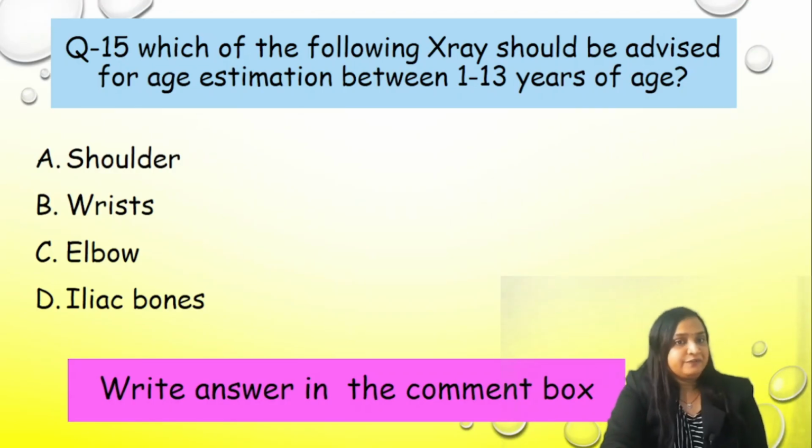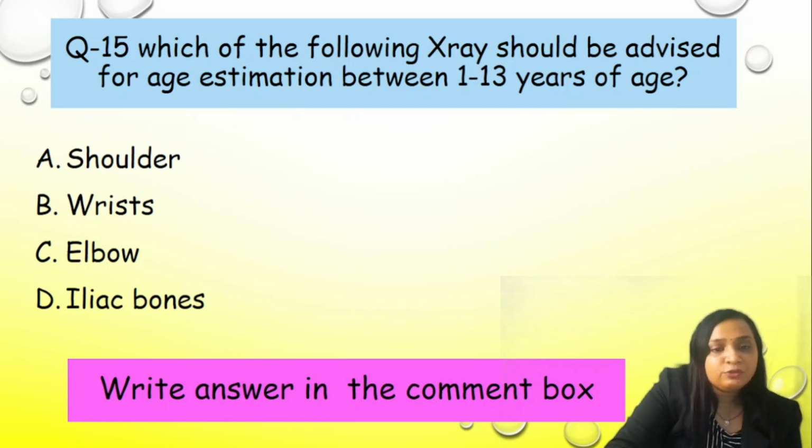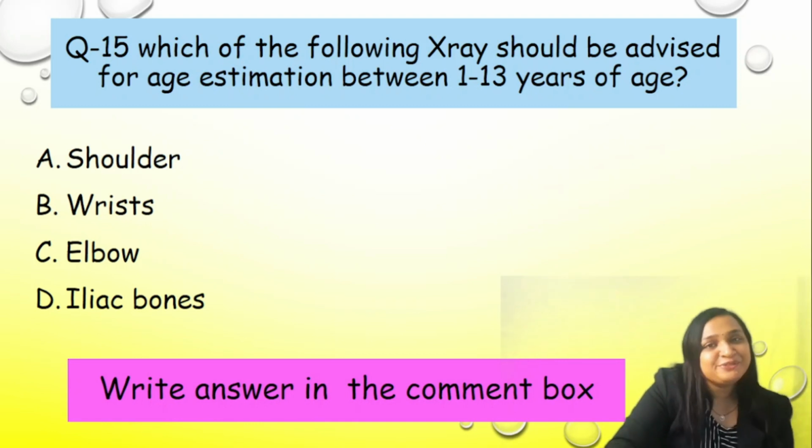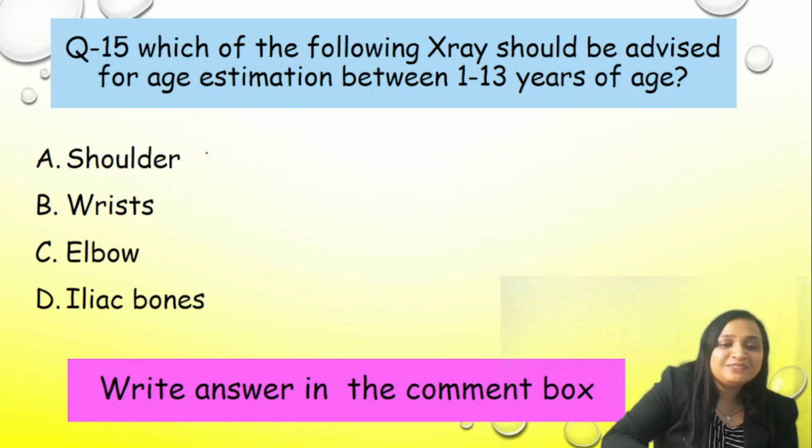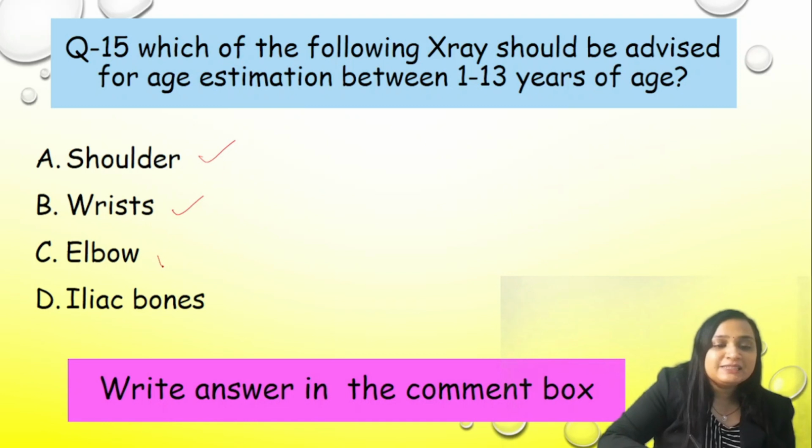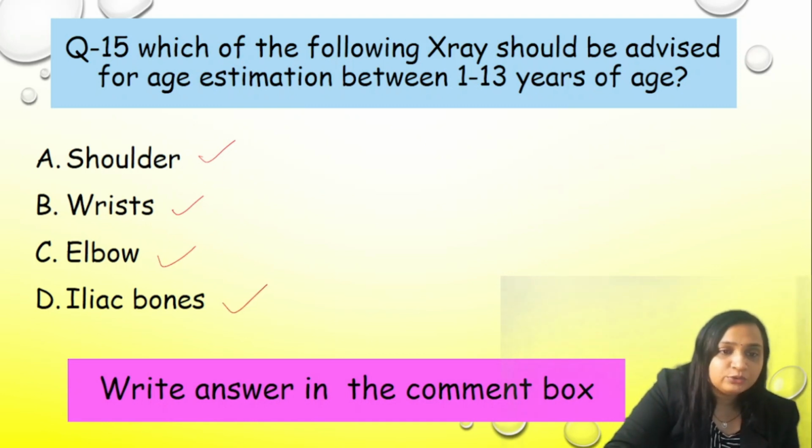Now question number 15. Which of the following X-ray should be advised for bone age estimation between 1 to 13 years of age? We all know it. We have just gone through it. Your options are A. shoulder, B. wrist, C. elbow, or D. iliac bones. Please do write in the comment box according to the question number.